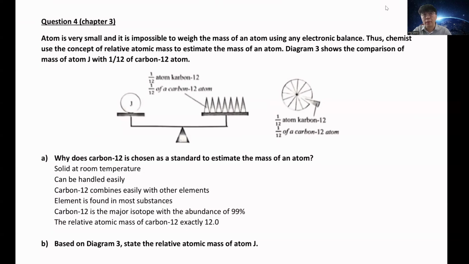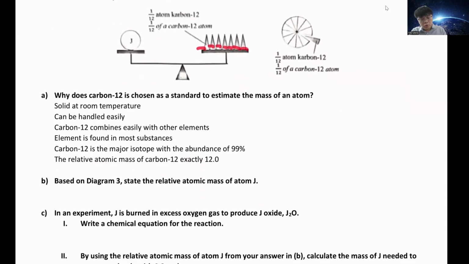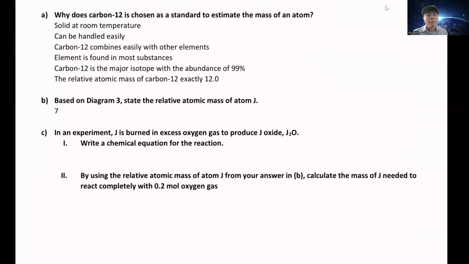So it's like very a lot. A lot means very accurate, it is 12, not 13 or 14. Then after that, the relative atomic mass of carbon actually is 12. So it's quite simple. So look at this one. J, can you see 1, 2, 3, 4, 5, 6, 7? So it equals 7 over 1 over 12. So the relative atomic mass will equal 7.